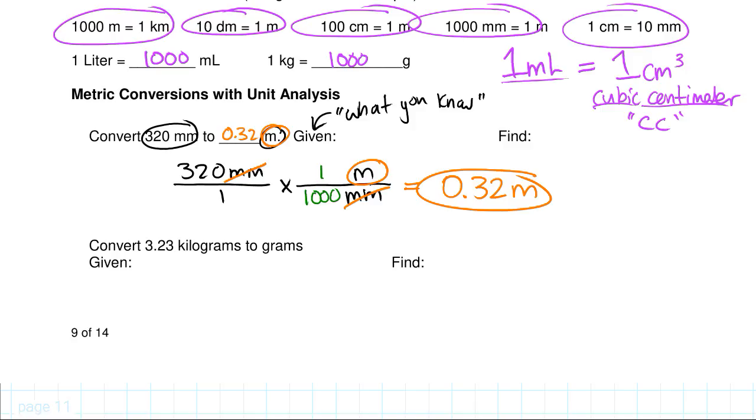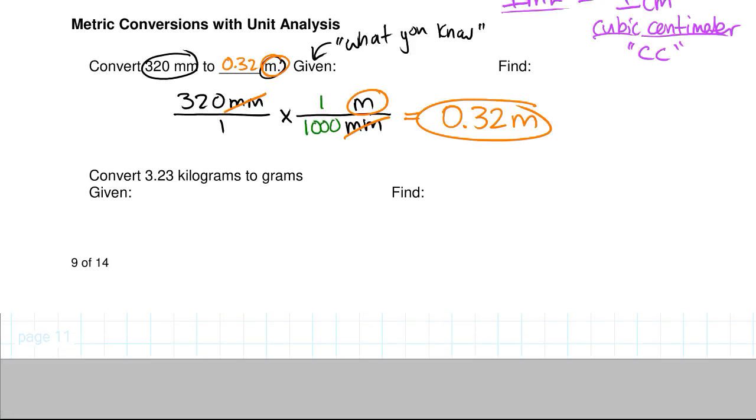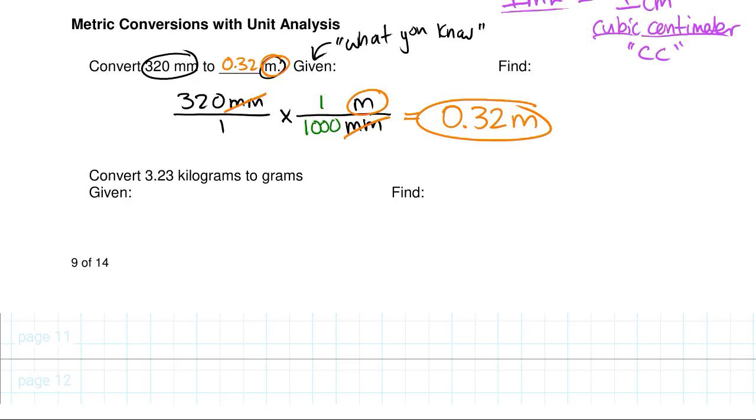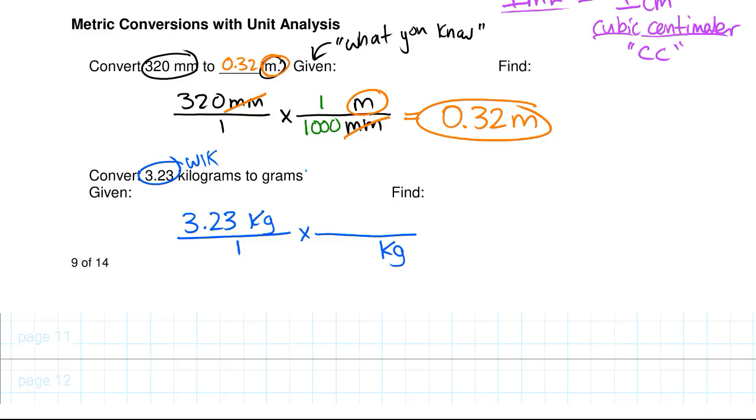Let's try it again with kilograms to grams. If I'm going to convert 3.23 kilograms to grams, knowing that this is my what I know, W-I-K, or what you know, I'm going to put it here, 3.23 kg over 1. That's my what I know. And I'm going to go from kg to just g, which is grams. Don't be tempted to work too quickly and say, okay, 1 gram is 1,000 kilograms. Remember that these conversion factors must be equivalent. 1 gram is not 1,000 kilograms.